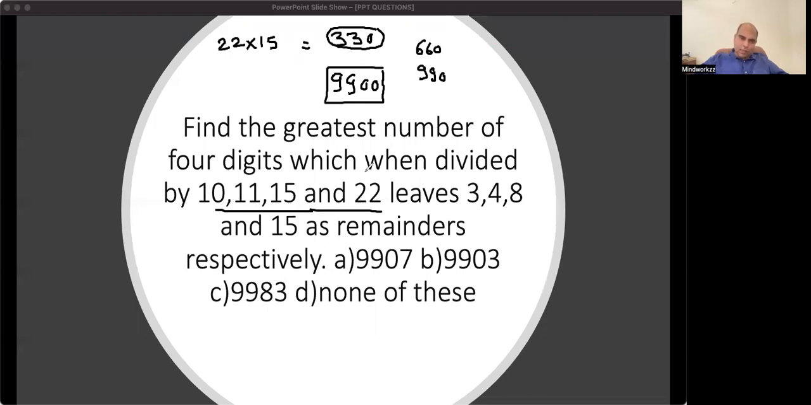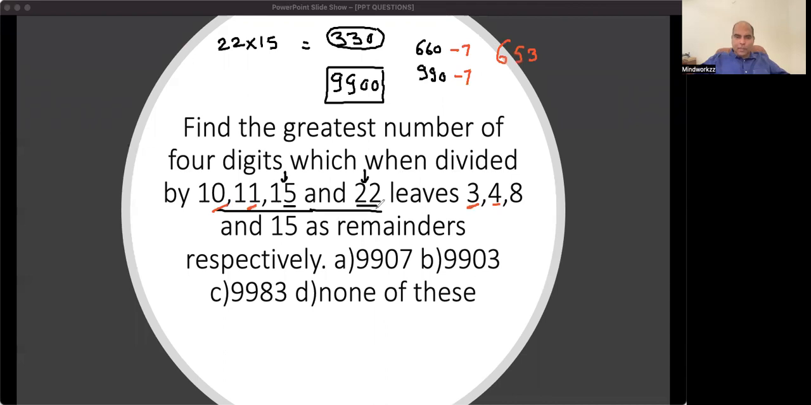Let me just check whether I've got this right. 22 and 15 are co-prime, so I can just multiply them. 11 is already part of 22, and 10 has 5 and 2, which is part of 15 and 22. Yeah. So effectively, if you do minus 7 on any of these, 990 minus 7, that's 983, 660 minus 7, that's 653, it'll have the property that if you divide by 10, it'll leave a remainder 3. If you divide by 11, it'll leave a remainder 4. If you divide by 15, it'll leave a remainder 8. All these four properties, all these numbers will have.